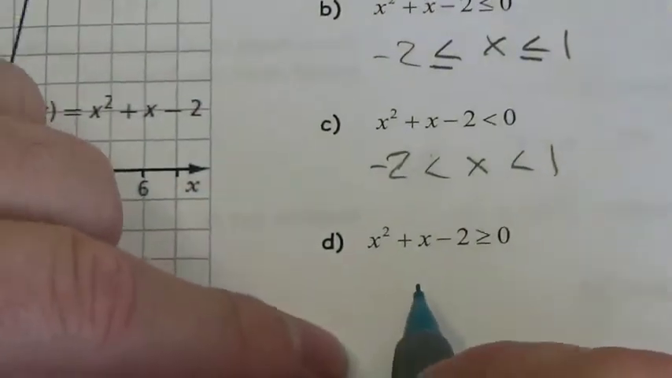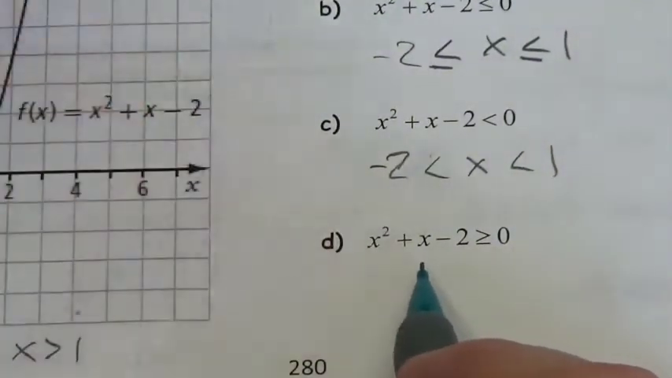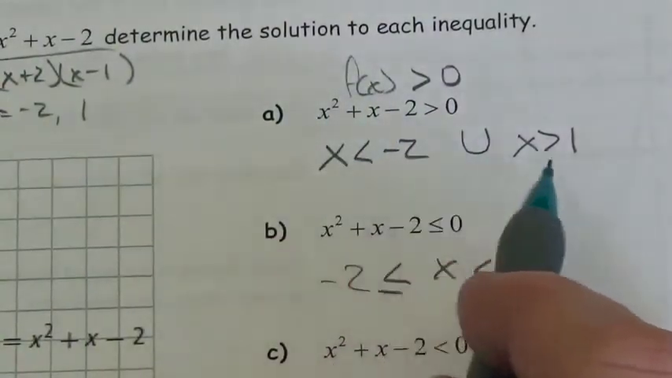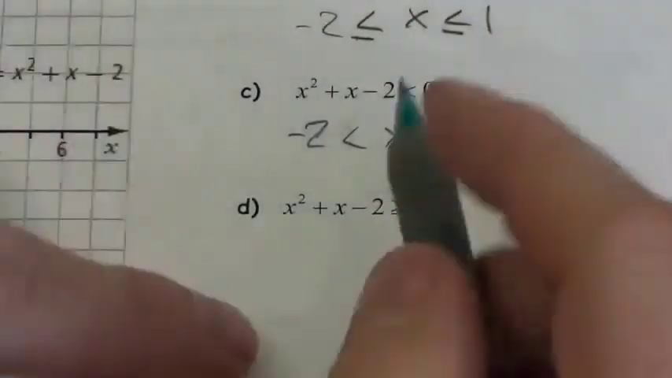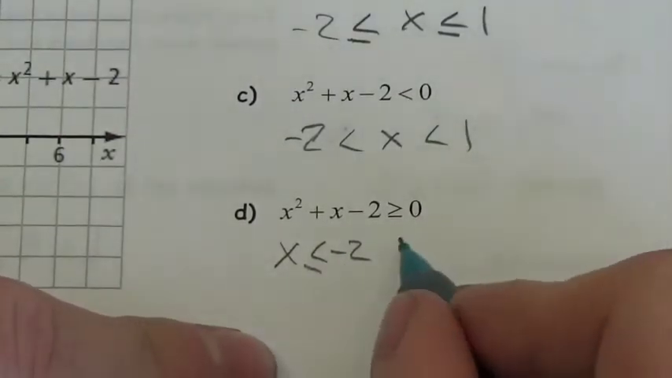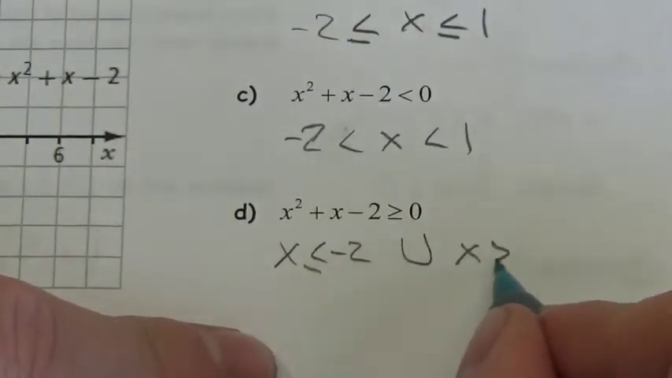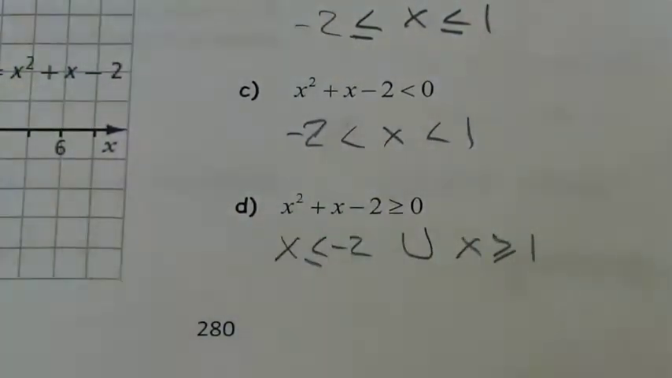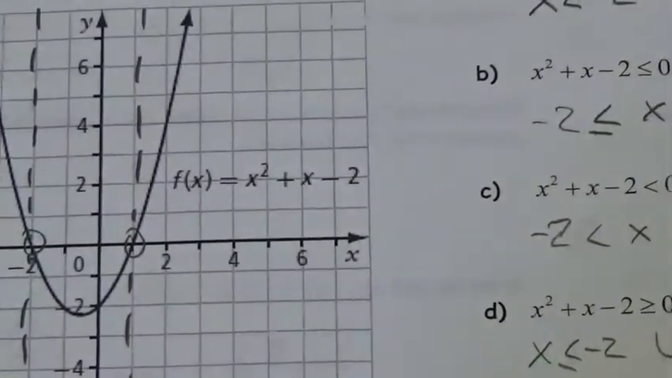Awesome. This one right here, x squared plus x minus 2, is very similar to this one up here, except now I'm including the endpoints. So this is going to be the same as x less than or equal to -2, union, x greater than or equal to 1. So there's my solutions based on this particular graph.